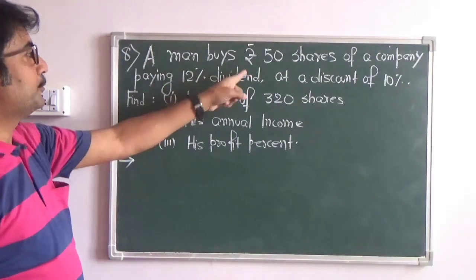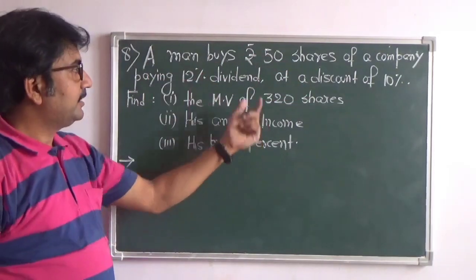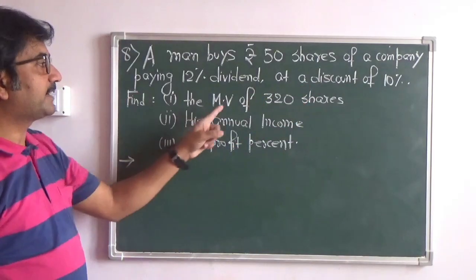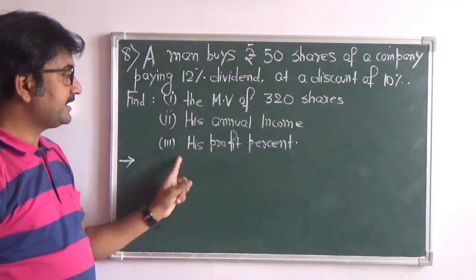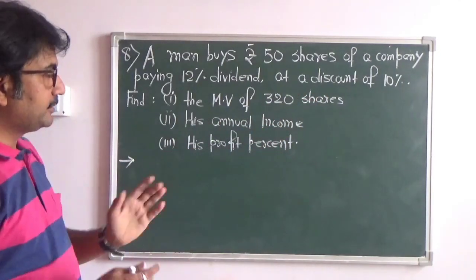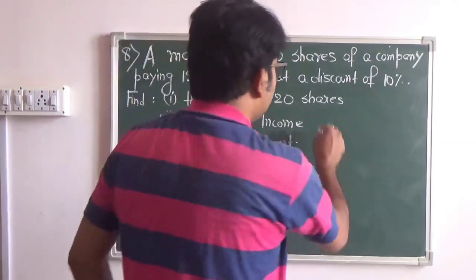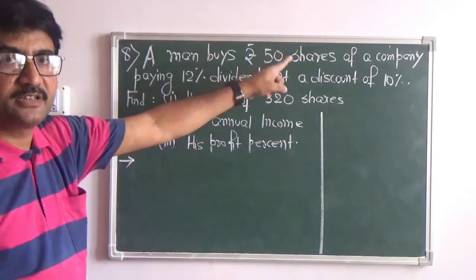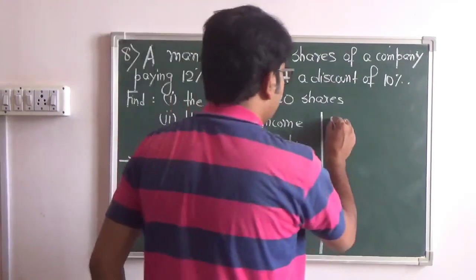A man buys rupees 50 shares of a company paying 12% dividend at a discount of 10%. Find the market value of 320 shares, his annual income and his profit percent. So as usual, just note down the information given in the question. A man buys rupees 50 shares, that means the face value of each share is rupees 50.